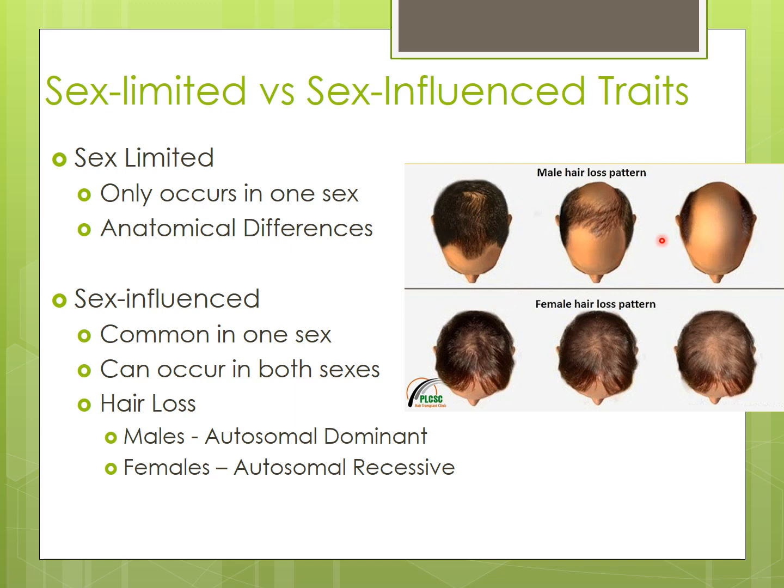Females' hair loss is an autosomal recessive trait, in that females express a different pattern, but they do also experience hair loss. So this means that the sex is influencing how this trait is being passed on and how it is being presented. So you have that sex-influenced aspect. The difference between sex-limited, where you're talking about anatomical differences that only happen in one sex, versus sex-influenced, where it can occur in both sexes, but the pattern or severity is affected by the sex of that individual.